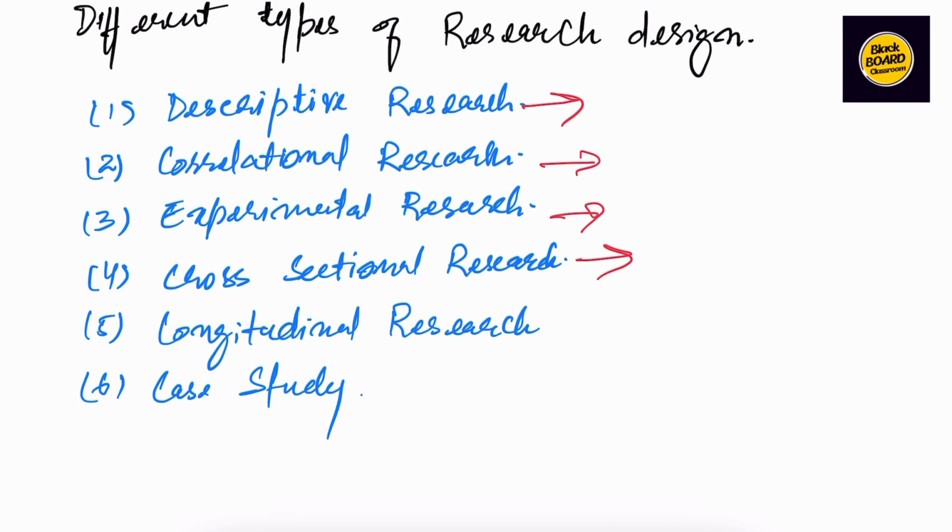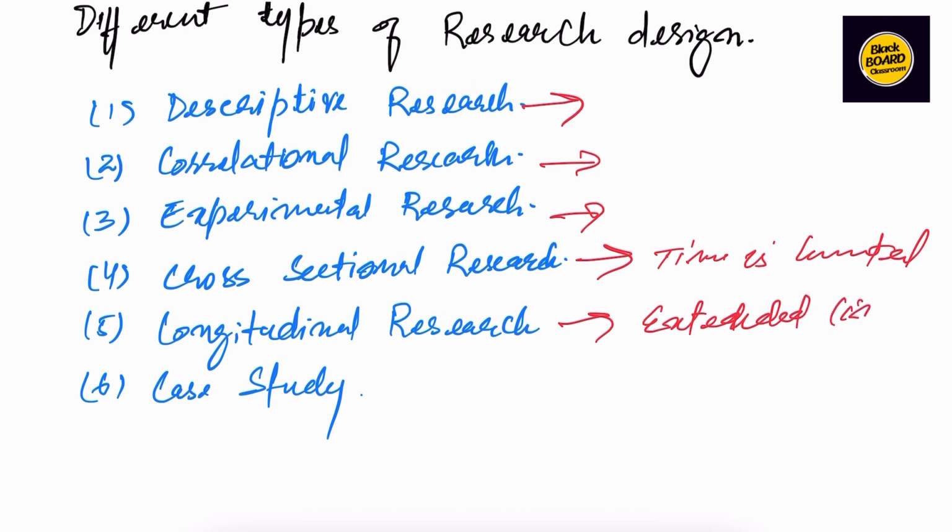Cross-sectional research collects data from individuals or groups at a single point in time. Then comes longitudinal research, which collects data from the same individuals or groups over an extended period to study change and trends. Here time is limited in cross-sectional, and here time is extended, which helps us in studying change or trends in the market.